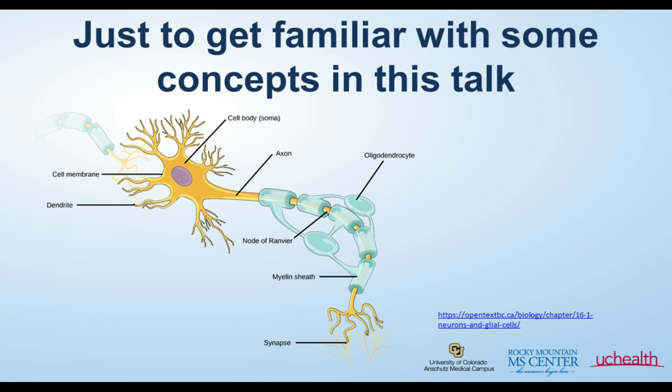Just to get familiar with some of the concepts that we're going to be discussing in this talk, here's a picture of a brain cell, also known as a neuron. What you're going to see on the right side of that picture is these light blue areas around a yellow core. The light blue areas are what we call myelin, and those are the areas that are injured in multiple sclerosis. The yellow core is called the axon, and that's the pathway that the information gets transported along.